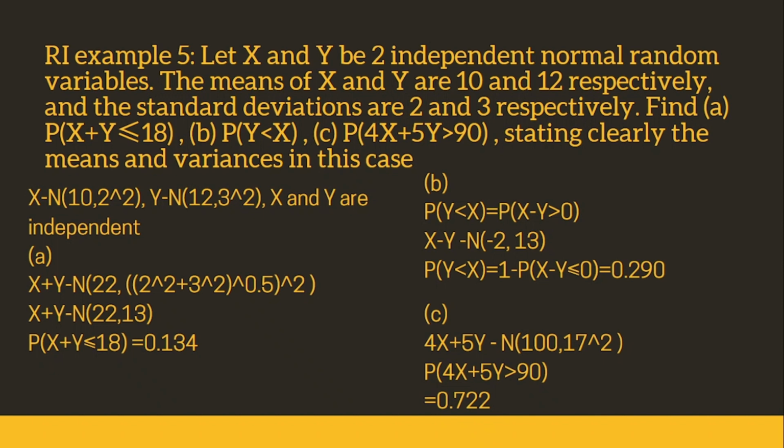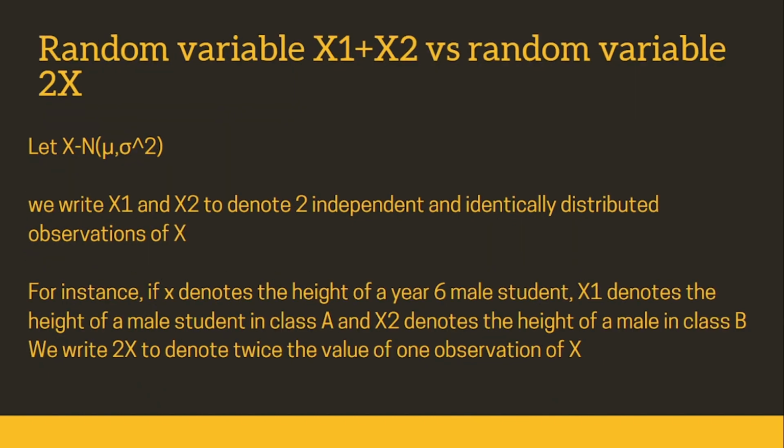Lastly, for 4X + 5Y, we have a mean of 4 times 10 plus 5 times 12, which is 100. If you do the calculation as well, you get a standard deviation of 17, so the variance is 17 squared. Find the probability, put it into the GC, and you get 0.722. Another thing to look out for is the difference between X1 + X2 and the random variable 2X. If we let X be normal with mean mu and variance sigma squared, we write X1 and X2 to denote two independent and identically distributed observations of X.